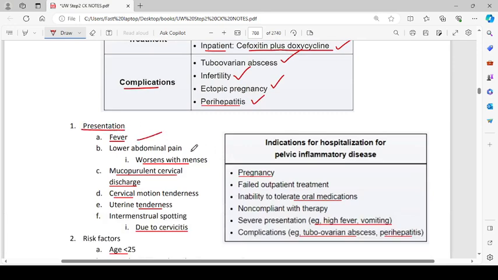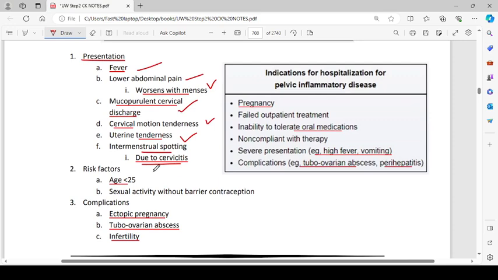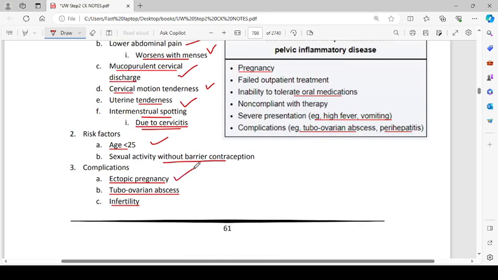Presentation: fever, lower abdominal pain which worsens with menses, mucopurulent cervical discharge, cervical motion tenderness, uterine tenderness, and intermenstrual spotting due to cervicitis. The risk factors are age less than 25 and sexual activity without barrier contraception. Complications include ectopic pregnancy, tubo-ovarian abscess, and infertility.